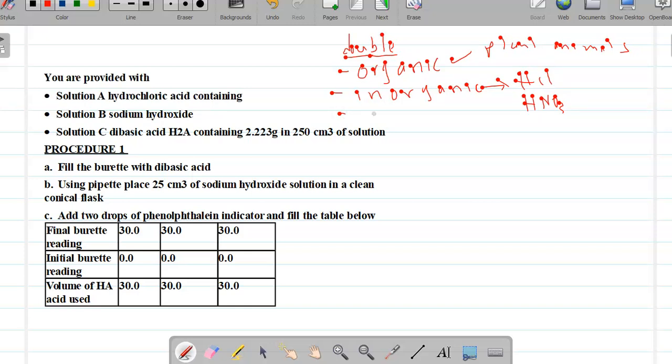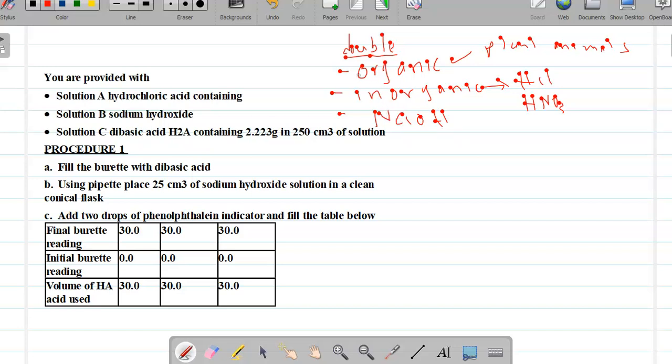We also have a base, which is sodium hydroxide solution. We have these three solutions. Double titration involves three solutions: organic acid, inorganic acid, and a base, which is sodium hydroxide. The base can be potassium hydroxide, lithium hydroxide, or any hydroxide of a group 1 element. It must not be sodium hydroxide only.